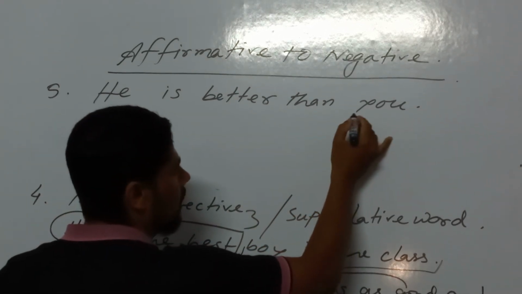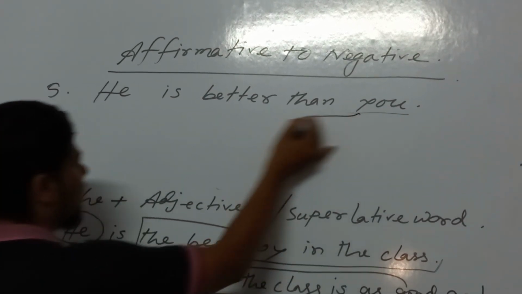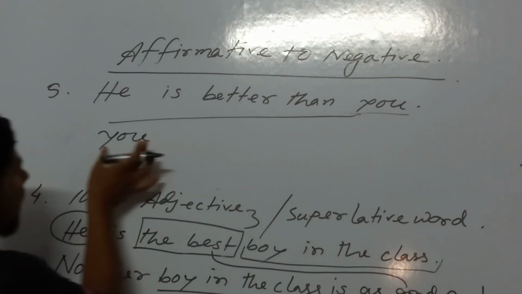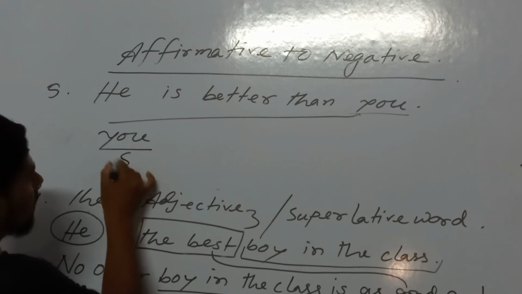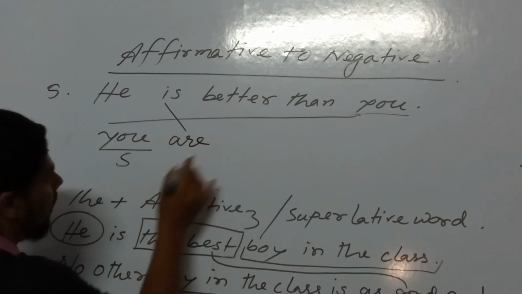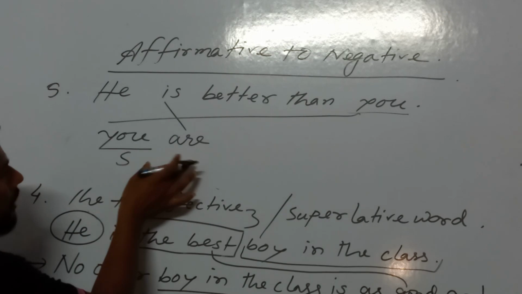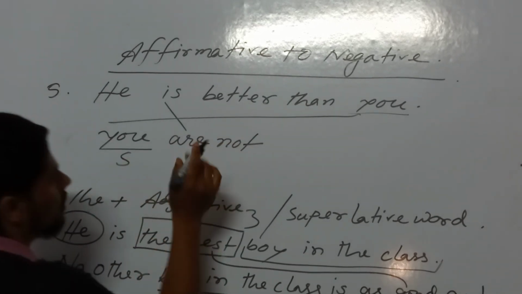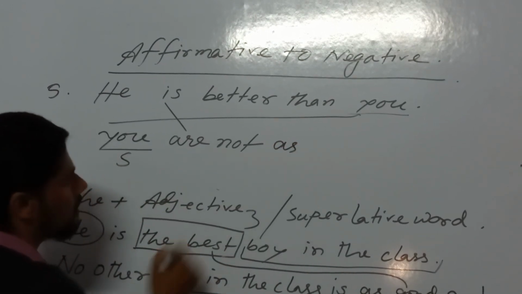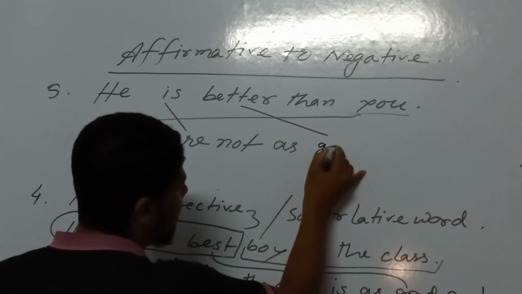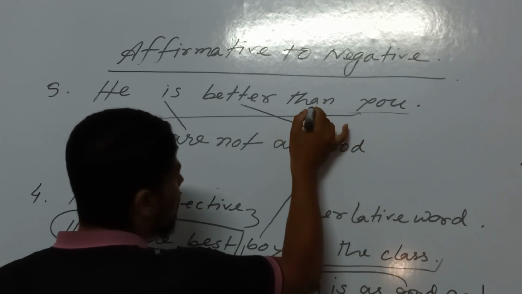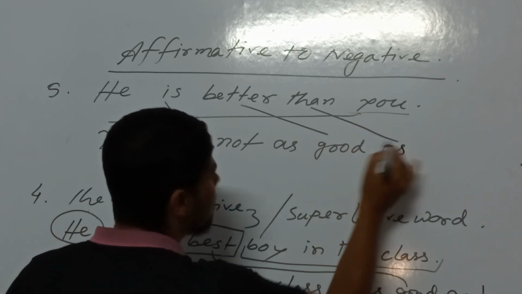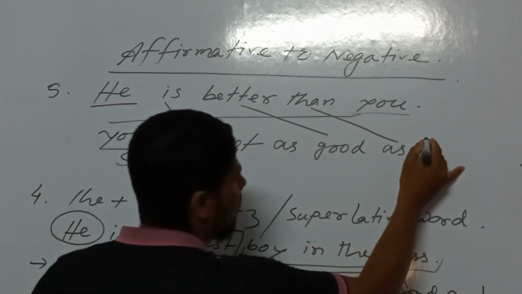Look at the sentence. The last subject will be the first subject, like passive voice, that is, "you" will come first, and then according to the subject we have to take the verb, and if the sentence is affirmative then we have to make it negative by adding "not." So, "You are not." Now we have to write "as," and the comparative word will be in the positive form, and instead of "than" we have to write "as," and the first subject will be here.